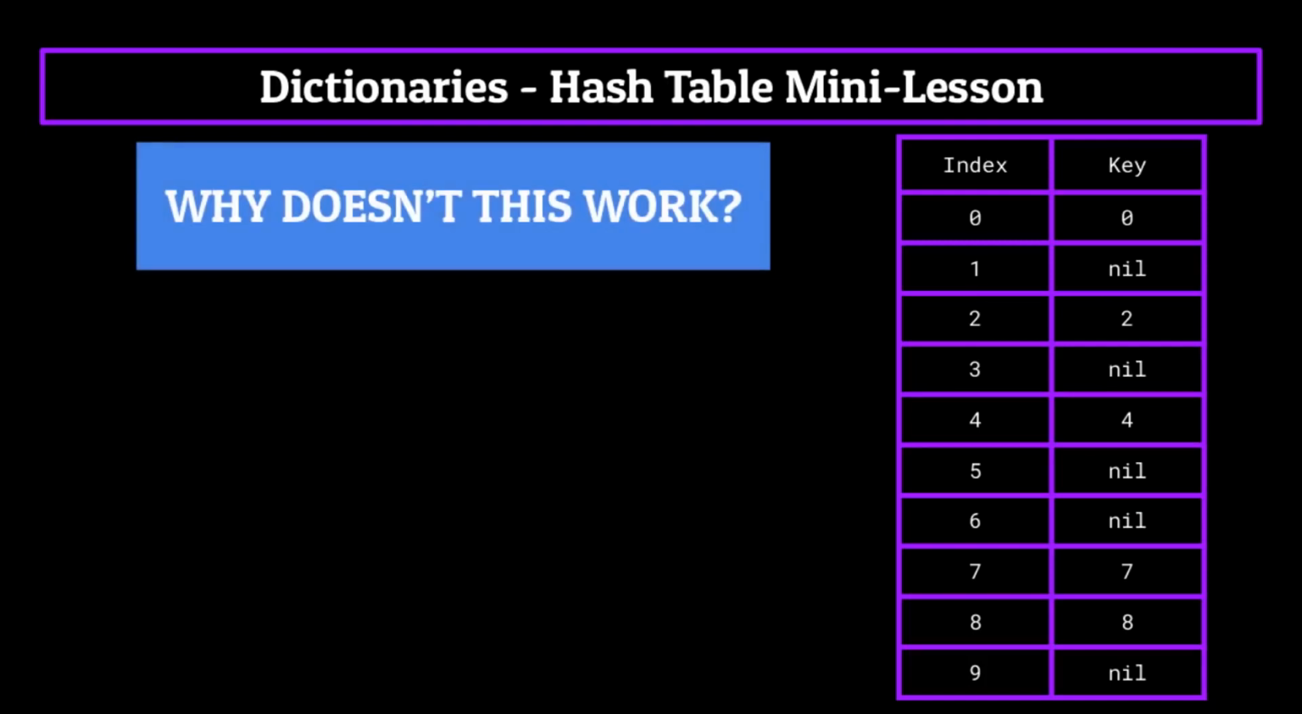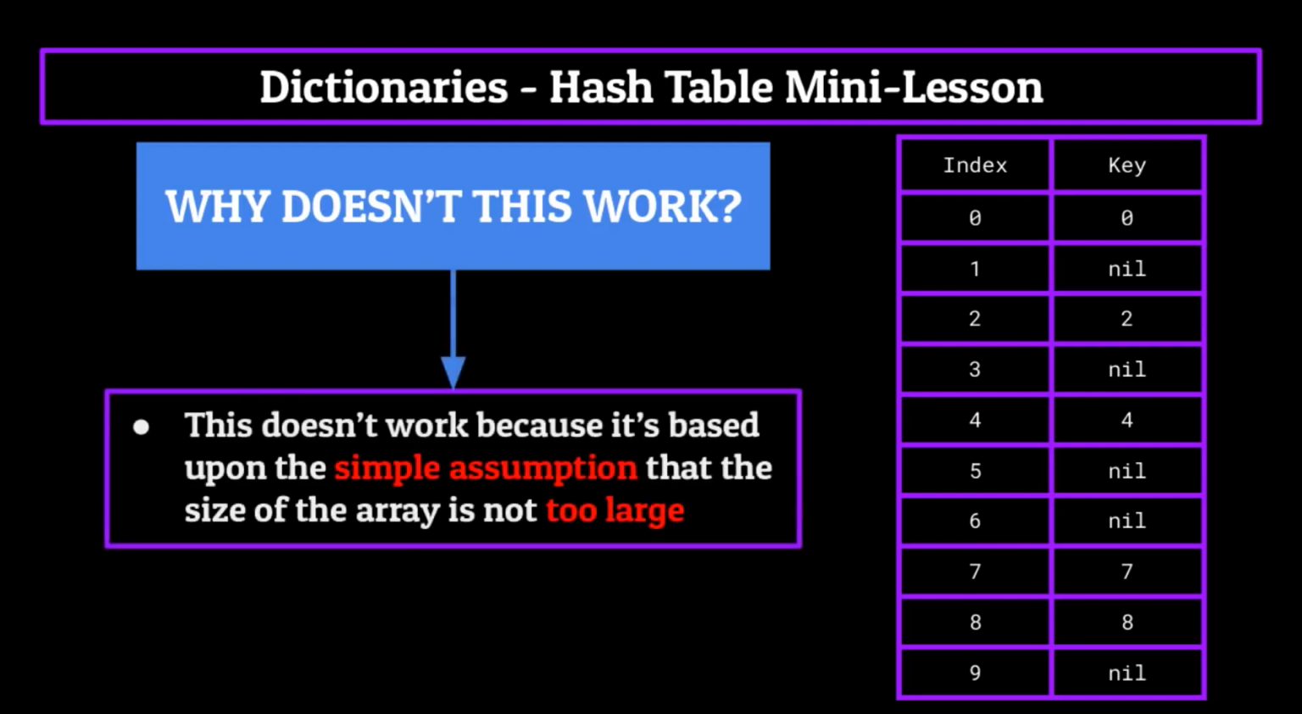Why can't we just use an array like this to back our dictionary in memory, since it looks like actions such as accessing and searching would run in constant time, since all the keys correspond to their table values in memory? All we'd have to do to get a value is simply reference the key at the index we're looking for. Well, this actually isn't the case, because it's based upon the simple assumption that the size of the array is not too large.